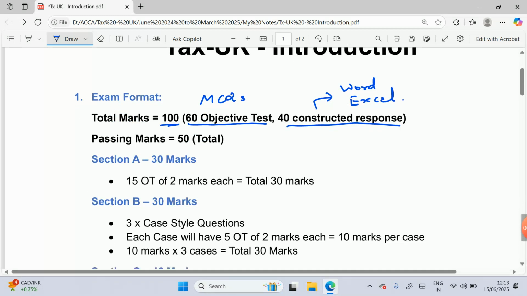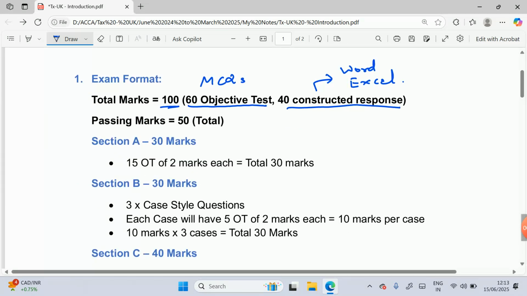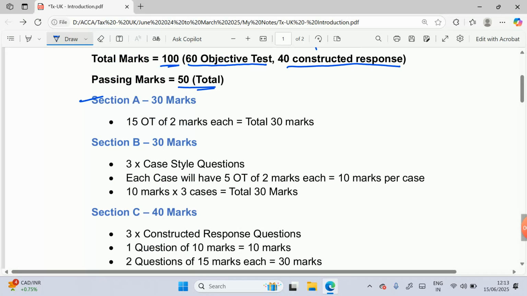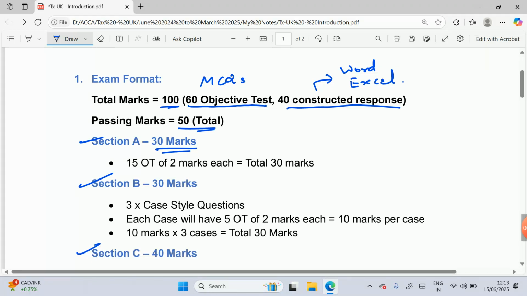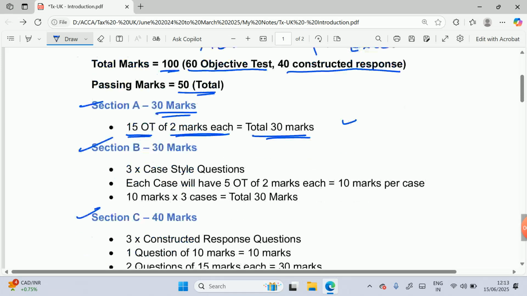Passing marks, as usual, are 50 for all the papers of ACCA. Passing marks are 50 only, right? So the paper is divided into three sections: section A, B, and C. Section A carries 30 marks. There will be 15 objective test questions of 2 marks each, totaling 30 marks.